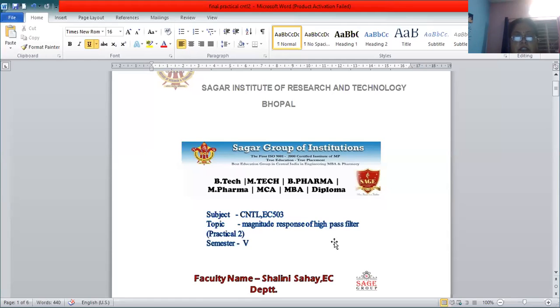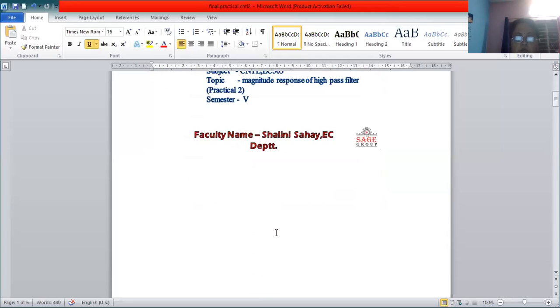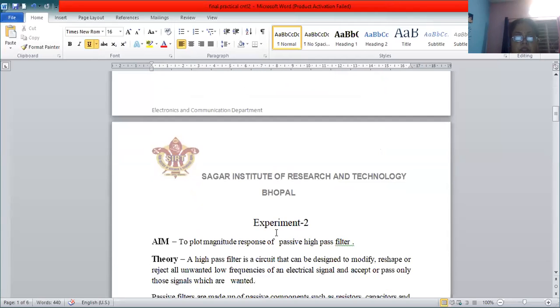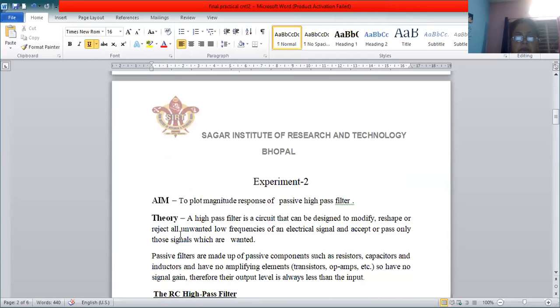Today in this lecture, we will discuss the magnitude response of a high-pass filter as practical 2. First, the aim is to plot the magnitude response of a high-pass filter. In this practical, we are discussing the passive high-pass filter.